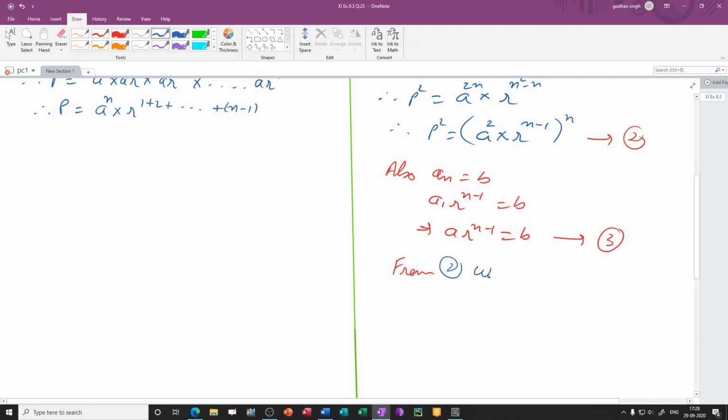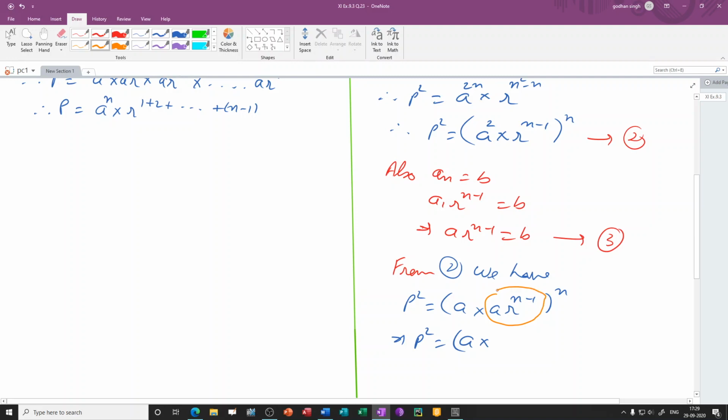We have p square equal to, this can be written as a into a, just writing a square in expanded form, a into a, then into r raised to n minus 1, and the whole power outside is n. This implies p square equals a into, now a into r raised to n minus 1 is our a into r raised to n minus 1.